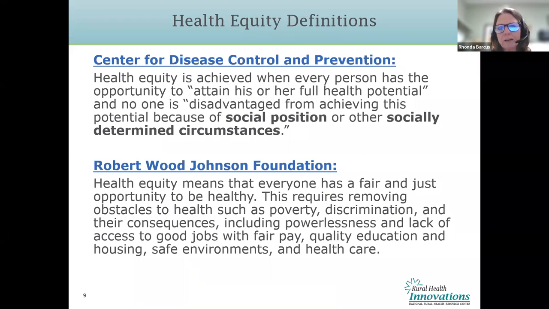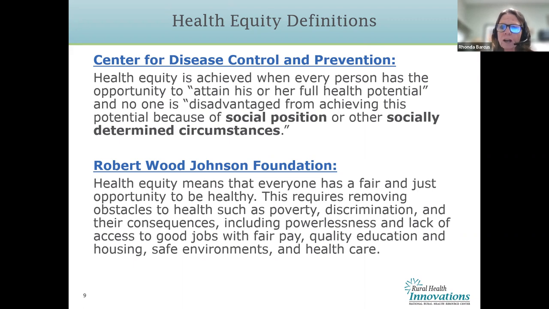So the first one is from CDC, and it's that health equity is achieved when every person has the opportunity to attain his or her full health potential. And then nobody is disadvantaged from achieving this potential because of any social position or socially determined circumstances.